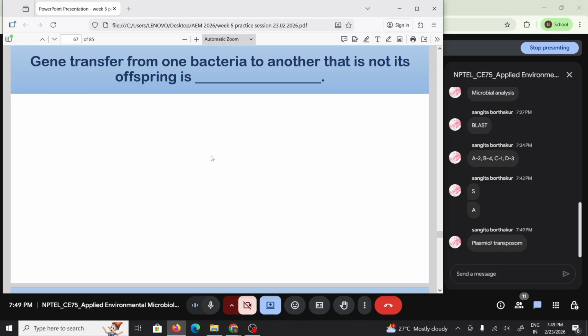That is true. Transposons as well, equally true. But in this context, I was not asking what is getting transferred. I mean, what gene is getting transferred. The gene transfer process in itself is called what? And that is horizontal gene transfer. Of course, your answer was right, but in a different context.